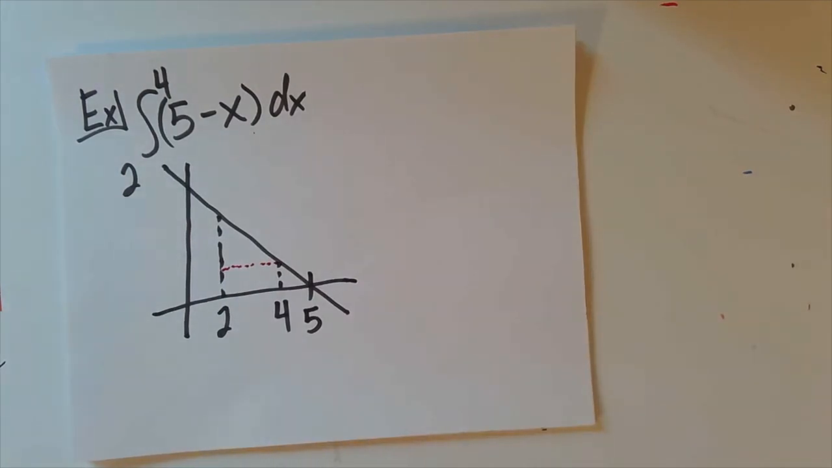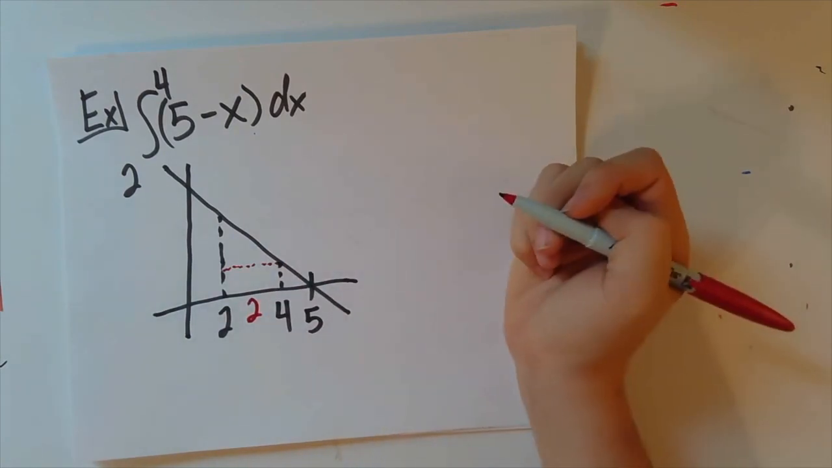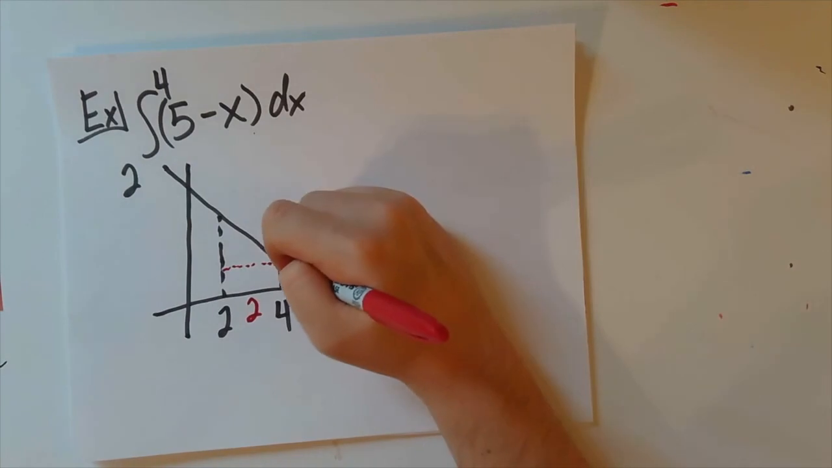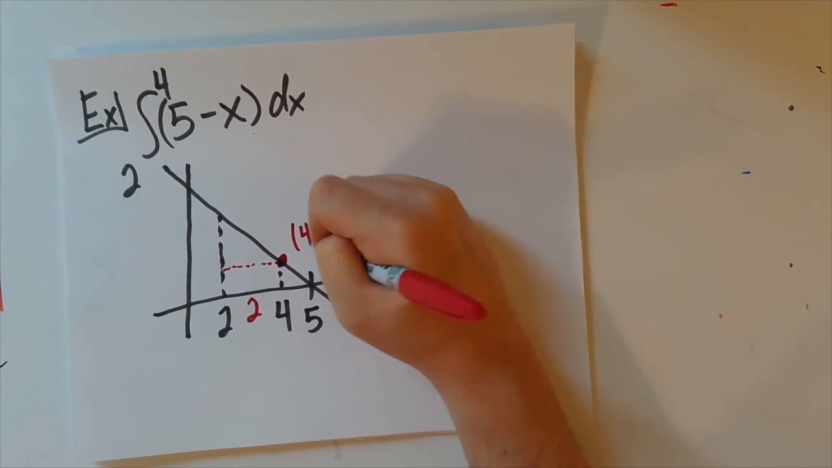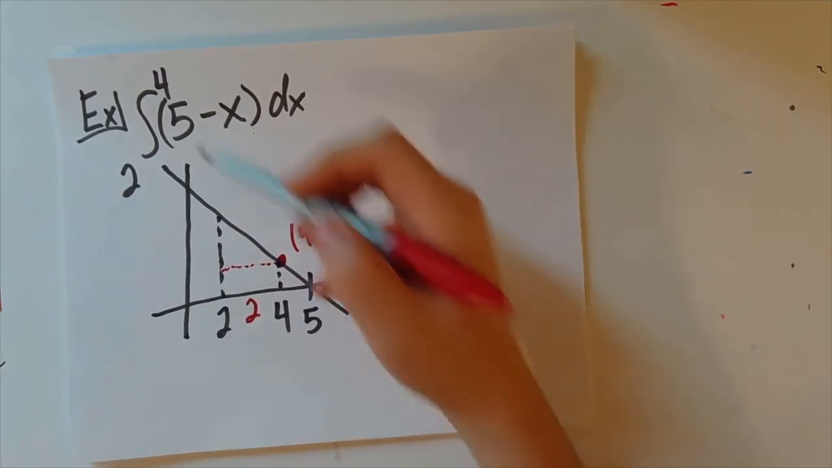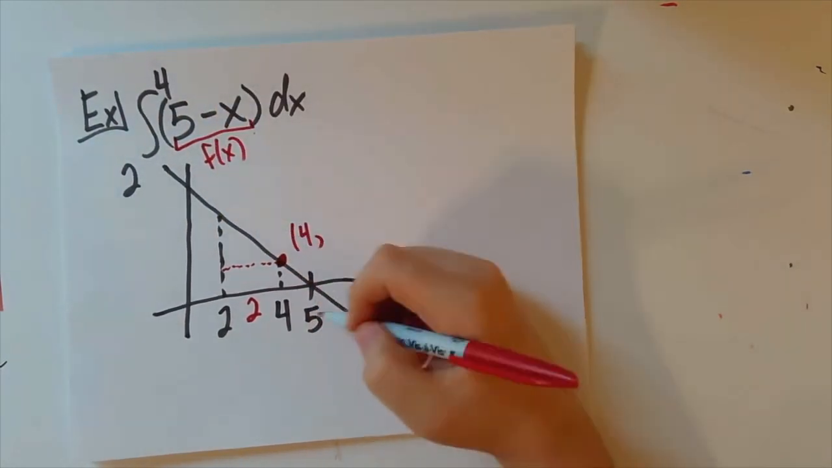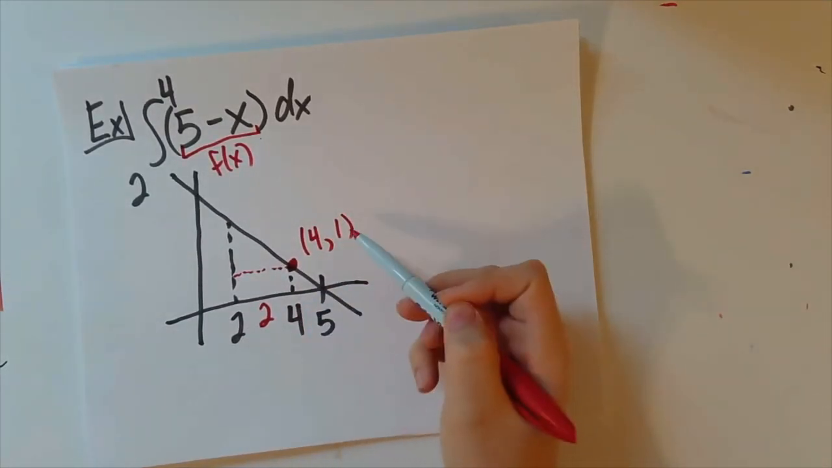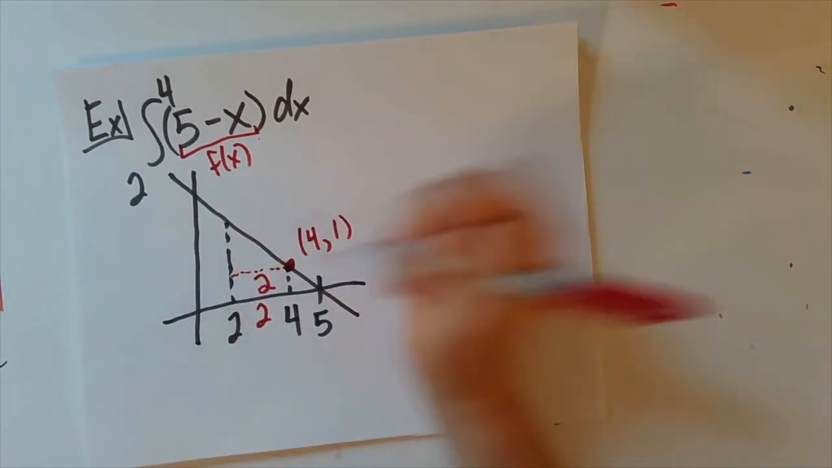Okay, so I'm going to break this again into a rectangle and a triangle. The rectangle is 2 wide. And how high is the rectangle? Well, the rectangle has its height given by the y-coordinate of this point, and this point is 4 comma, and then what I get when I plug 4 into the function. So over here, this is my f of x. So when I plug 4 into that, I get 1. So this rectangle is 2 wide and 1 high. So that is to say it has area 2.